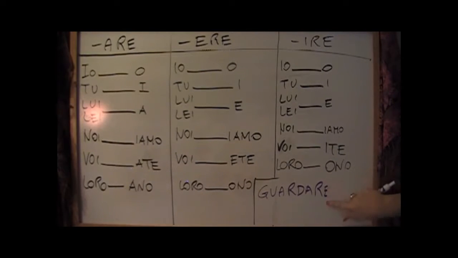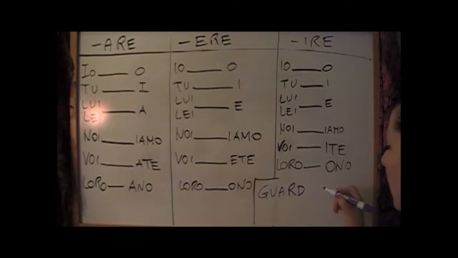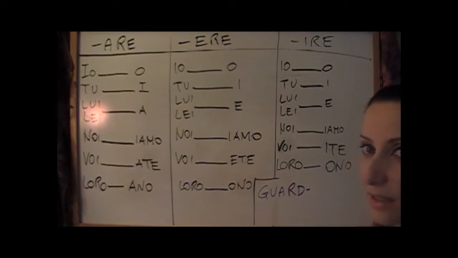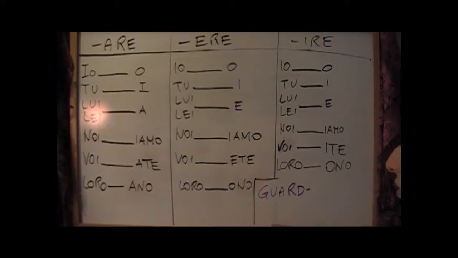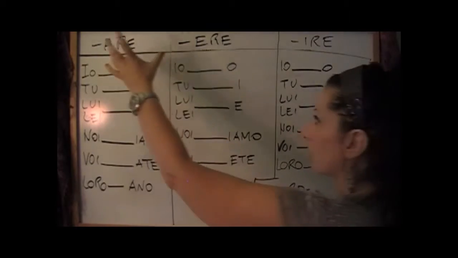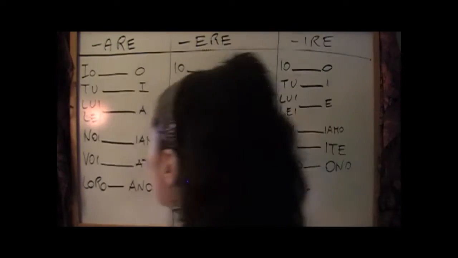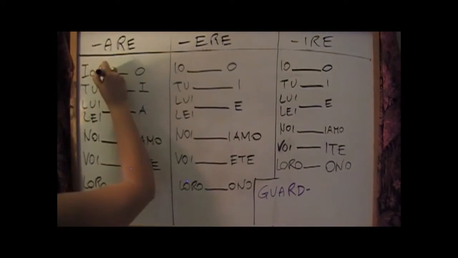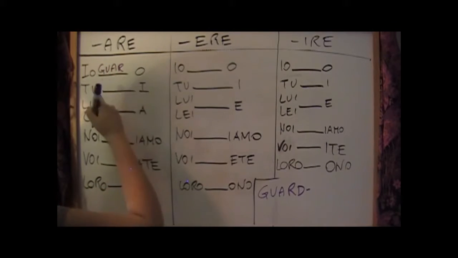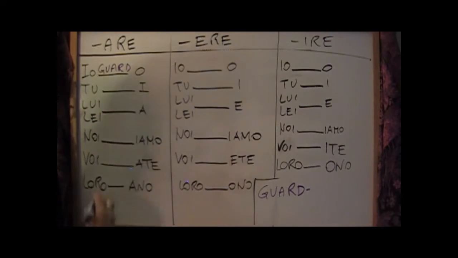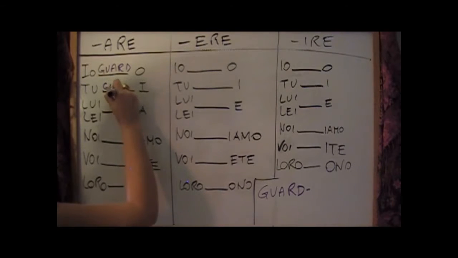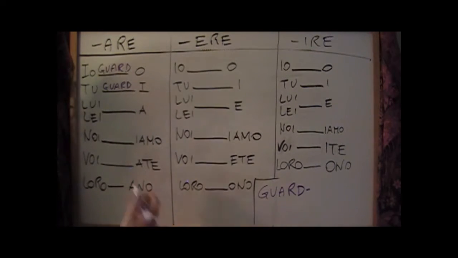How do we do it? We delete the last three letters from the infinitive, and this way we have the stem. The stem of the verb guardare, to watch, is guard. It's very, very simple. We punch this one here, and we have the conjugated verb. Just punch it there. Io guardo. Tu guardi. So you take this and you punch it there.